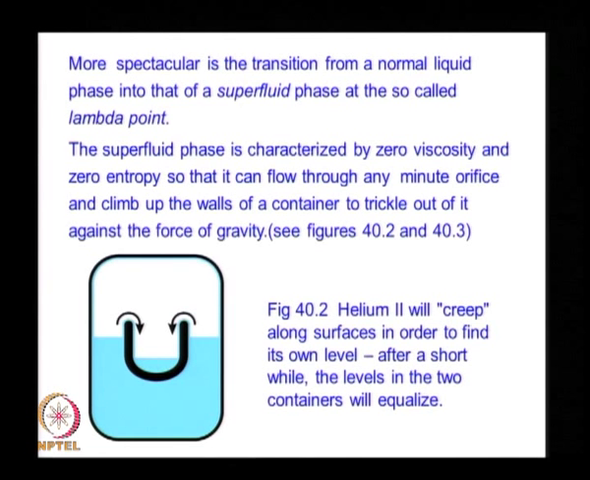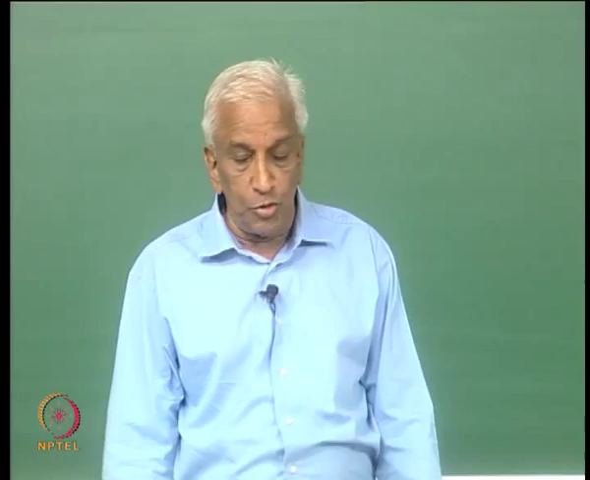Much more spectacular is the transition from a normal liquid phase into that of a superfluid phase, as one can see in the phase diagram. You have got liquid helium 2 and liquid helium 1, two phases in the liquid state, separated by what is known as a lambda line. The transition from a normal liquid phase into that of a superfluid phase takes place at the so called lambda point. We will talk about it a little later.